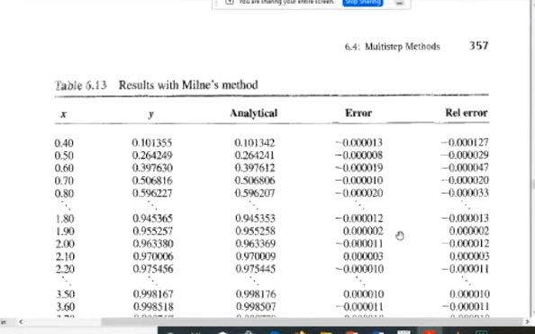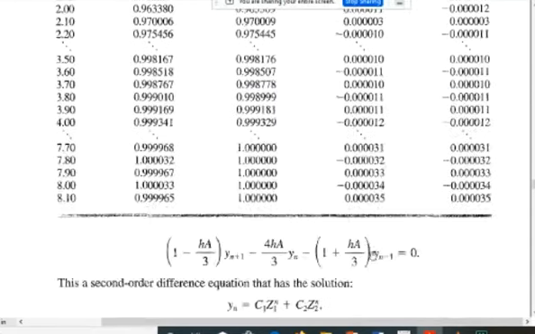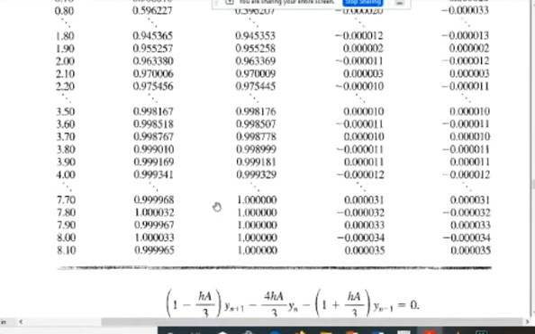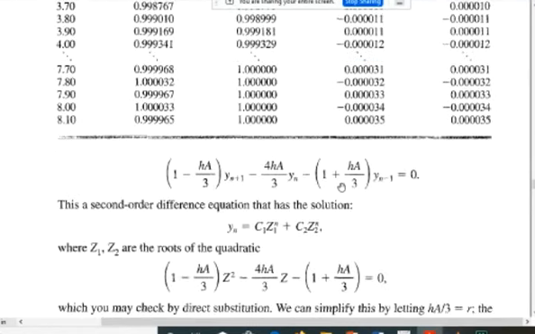Let me take a look at this table: x, analytical, errors, Milne's method. We can see, based on our errors, a certain amount of increase in error after 0.8.